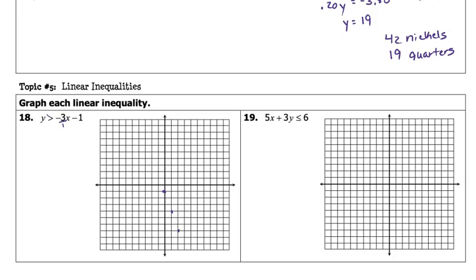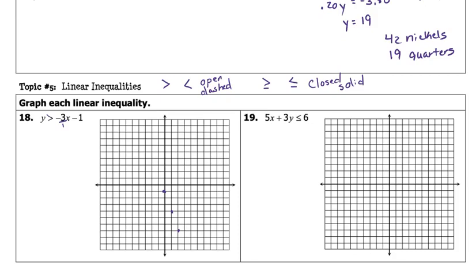And then I need to put my line. Now this is where inequalities change a little bit. So do remember that if I have a greater than or a less than, these are open circles, where a greater than or equal to or a less than or equal to is closed. So these are open, these are closed. Well, on a line, what does that look like? Well, open is dashed and closed is solid.